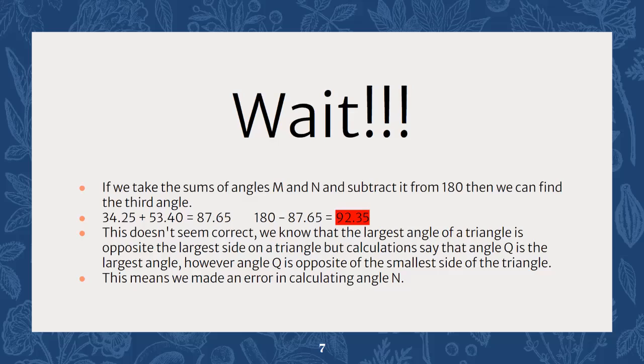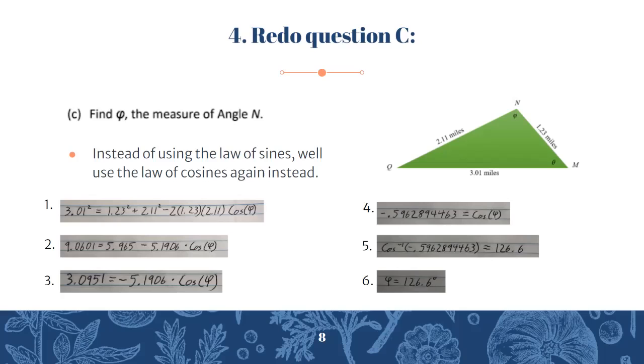My reasoning for this is because we know that the largest angle of a triangle is opposite of the largest side on a triangle, but calculations say that angle Q is the largest angle. However, angle Q is opposite of the smallest side of the triangle. This means we made an error in calculating N. So now we have to go back and redo question C.